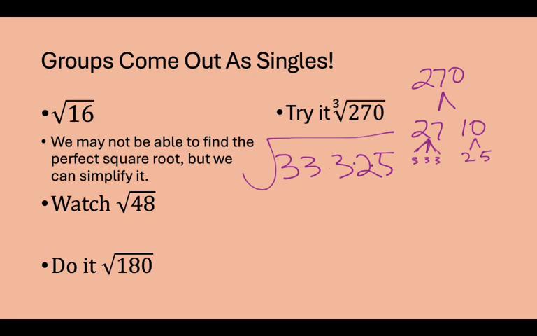JD asked an excellent question. Over here, we circled partners of doubles, but that was a square root. JD, what is your prediction? It's triples. With cube roots, we take out triples is his prediction.